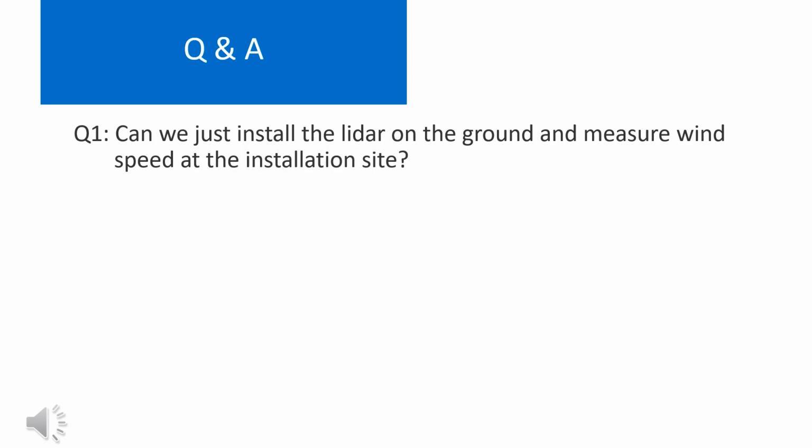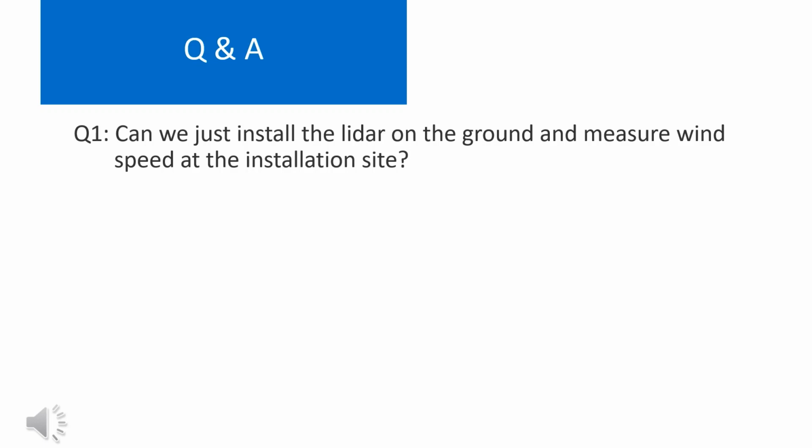We could use a ground-based LiDAR to measure the wind at the installation site for a resource assessment. But I don't think we could use that directly for the power curve verification. It could be used to help calibrate, or determine the correction needed if we're going to be measuring the wind at a different location in complex terrain.